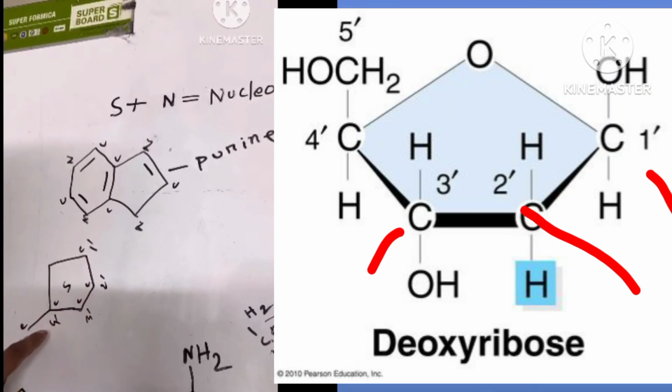This is sugar, this is nitrogenous base. There are many positions where they can bind one another. To know this, numbering of the ring is important. In sugar, only carbon atoms are numbered, with prime numbers: 1 prime, 2 prime, 3 prime, 4 prime and 5 prime. In nitrogenous base, both carbon and nitrogen atoms are numbered.